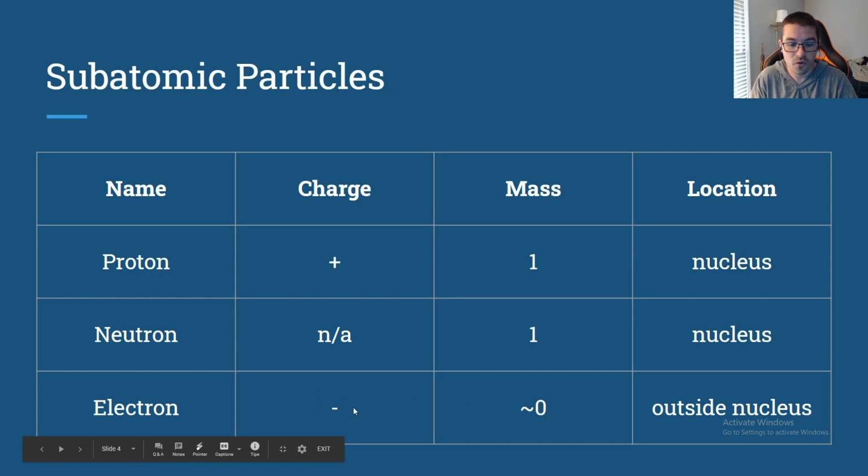Okay, and like I said before, electrons are negatively charged. 1 proton and 1 electron perfectly balance each other out in terms of the charge. Okay? All right, and like I said, electrons can be found outside of the nucleus, not in the nucleus.